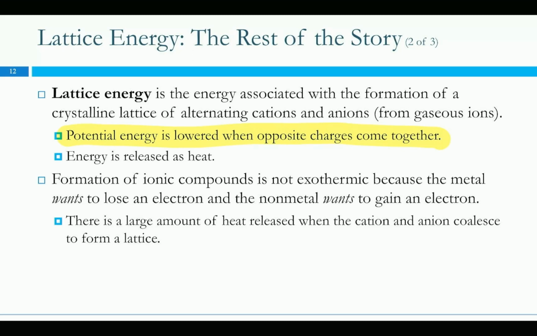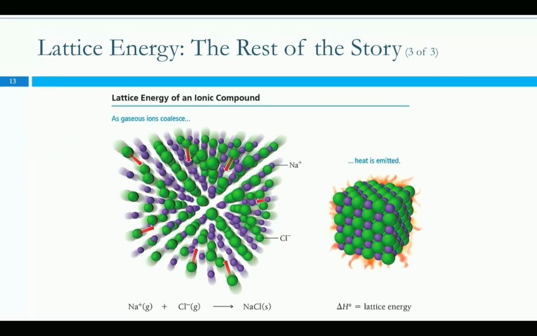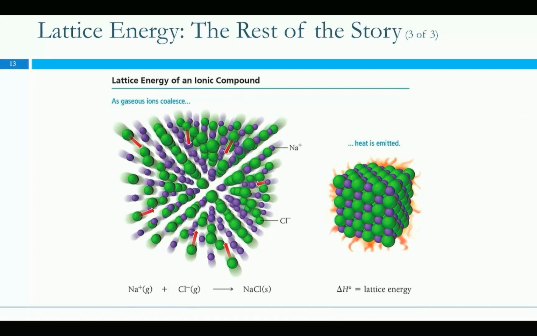So it's not because one of them wants to lose an electron and the other one wants to gain an electron. If you do those experiments where you ionize them, ionization energy or electron affinity separately, the energies just don't add up. It's the opposite charges coming together that causes this release of heat. For example, the sodium gas, chlorine gas. So we've already transferred the electron. The lattice energy comes from these all collapsing together into a lattice, being stabilized by the proximity to opposite charges.